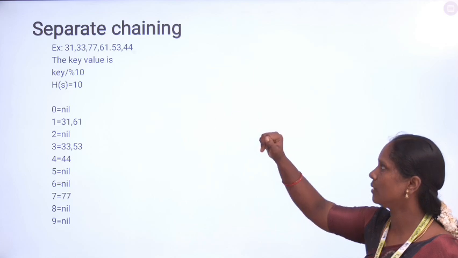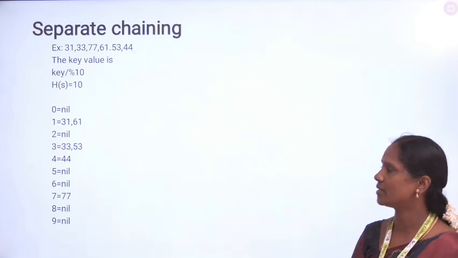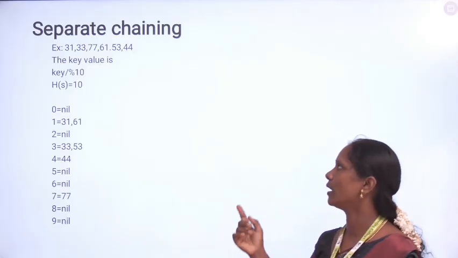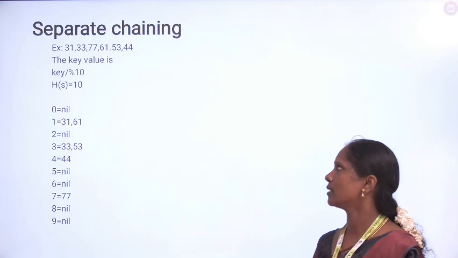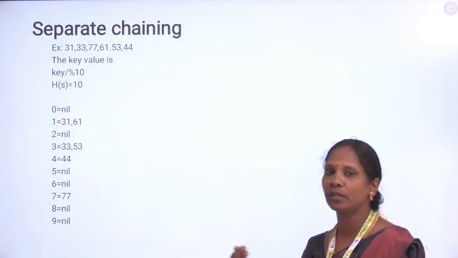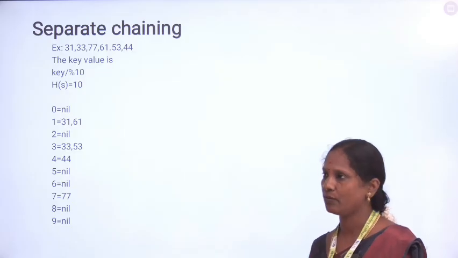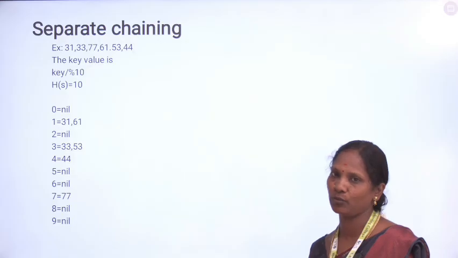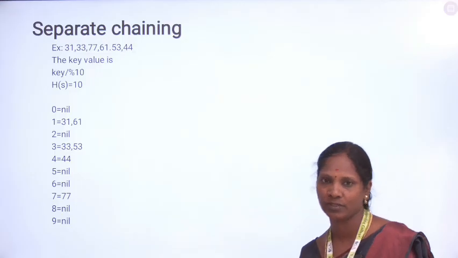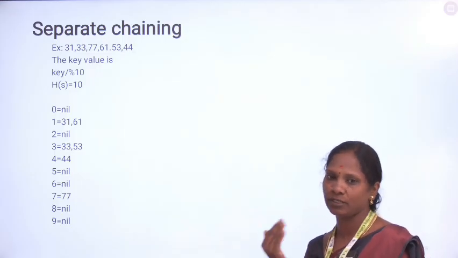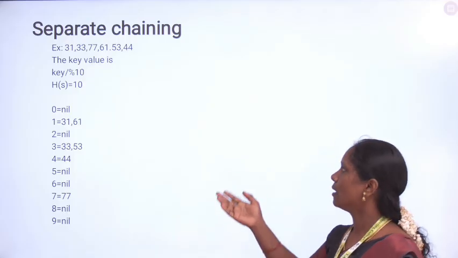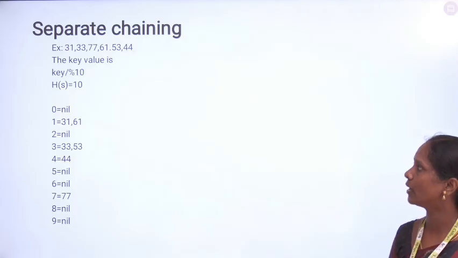First we look at separate chaining. Separate chaining means we separate the values. We have six values here: 31, 33, 77, 61, 53, 44. Most of the common numbers we can separate. For example, 31, 41, 51, 61 are all from the same one series. So we separate this one series, and after that we come to 2, 3, 4, 5 like that. So our key value is key divided by 10.